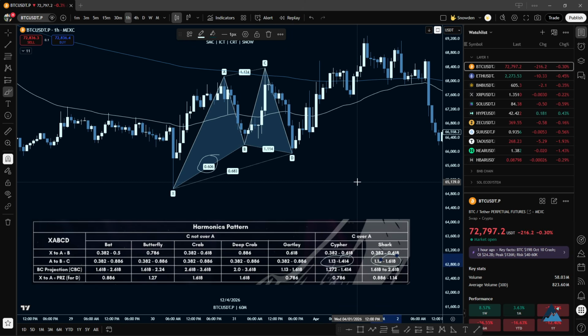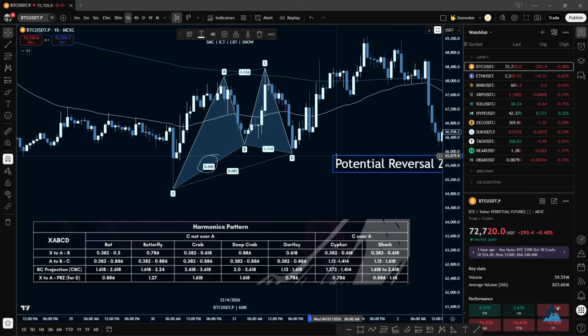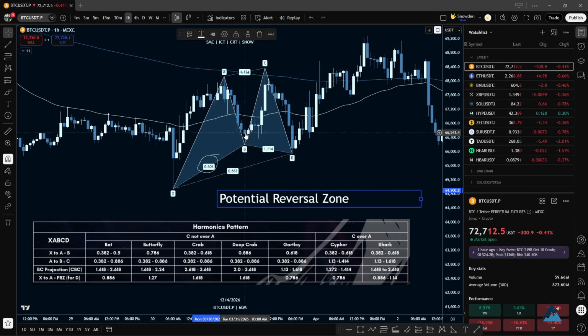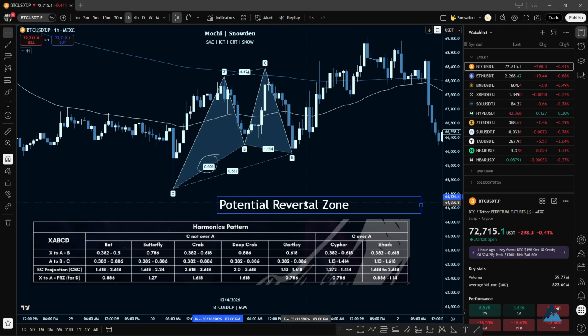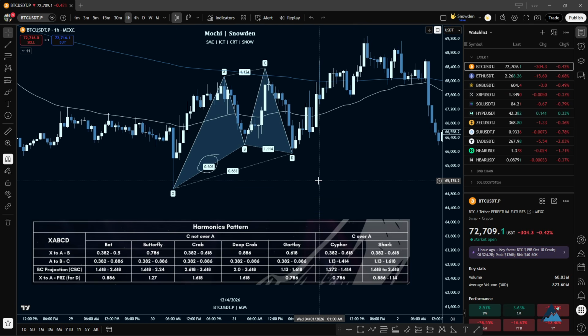The question now is where the PRZ is. PRZ, the potential reversal zone, is where we wait. That's the concept: there we wait for the reversal. So we fit both the Cypher and the Shark on the B and C legs. Now we need to wait at 0.786.